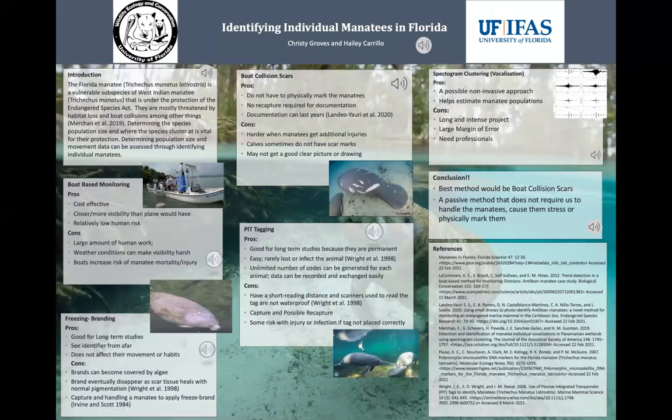We chose this over boat-based monitoring because it's simply more accurate. It is less likely that you will be identifying the same individual twice. Finally, we chose it over vocalization because it's easier to conduct and understand the research being done by this method. Overall, the use of boat collision scars will help us gather great data on individual manatees' movements and behaviors. This can help us determine the overall health of the population it is in.